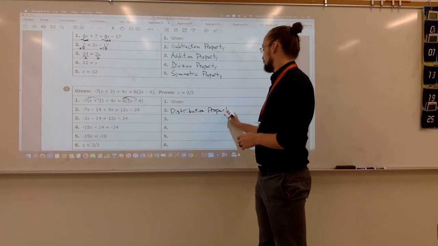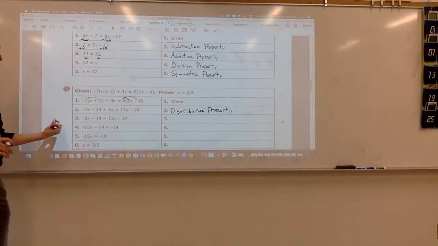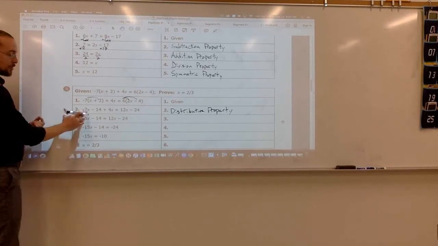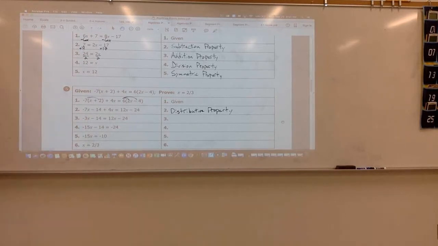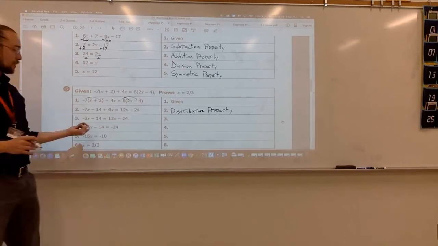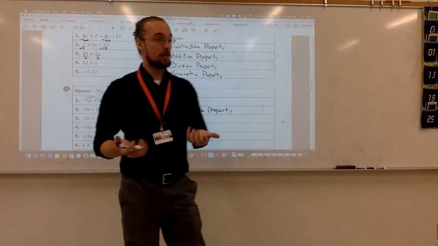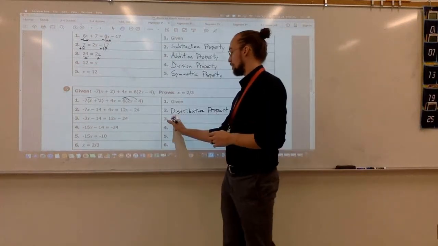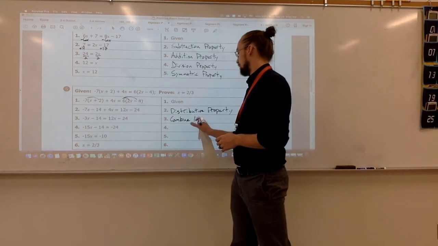So now, to get from line 2 to line 3, on the left side of the equation here, they just combined the -7x and the 4x. So I think a lot of you were tempted to put the addition property, because we're adding those two things together. But the addition property is only when I'm adding the same thing to both sides of an equation. So here, we just combined like terms. So whenever that shows up, we can just write combined like terms.